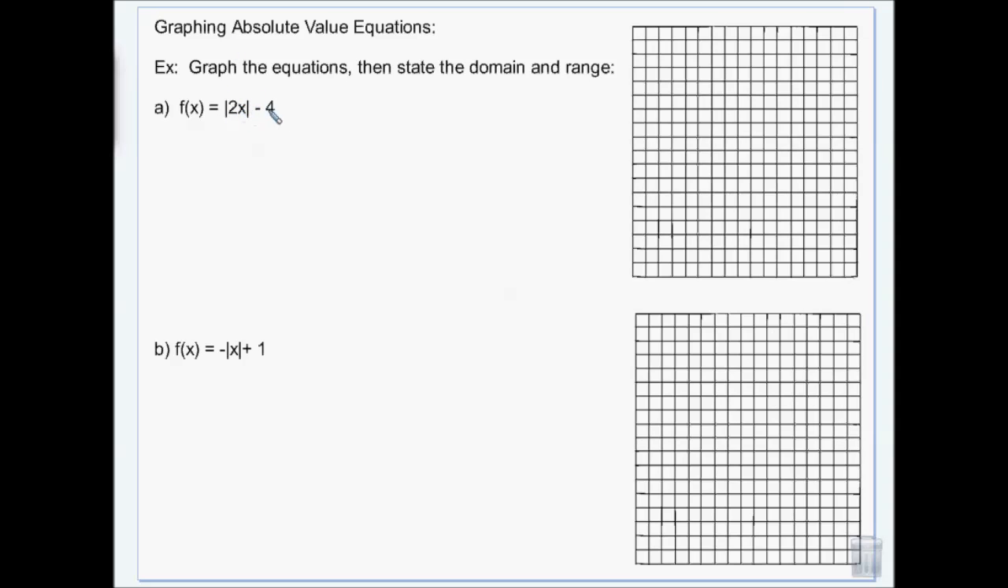I've multiplied the x by 2 and I'm going to subtract 4 from it. So the easiest way to start graphing these is to just make a table, x and y. F of x is the same thing as y, so you could put that in there if you wanted. And if I plug in 0 for x, I get 2 times 0, which is 0. And then I take the absolute value of that, minus 4, so I get 0 minus 4, so I get -4.